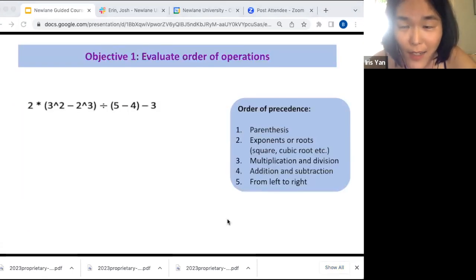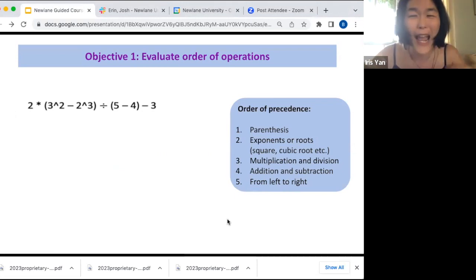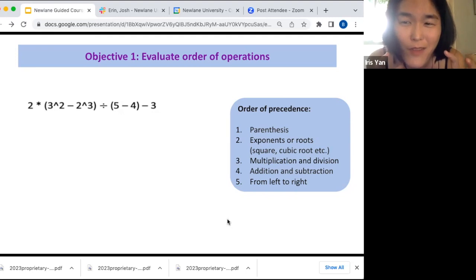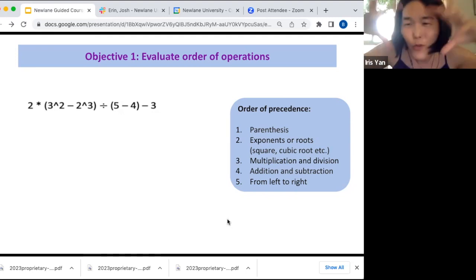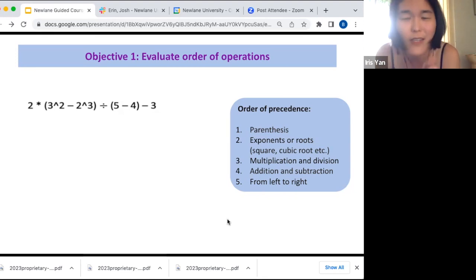So basically we have something like this: 2 times parenthesis 3 to the power of 2 minus 2 to the power of 3, and then this whole thing divided by 5 minus 4, and minus 3. From what I can remember, the order of precedence: parentheses, we always try to solve what's inside the parentheses first. Exponents or roots have priority over multiplication and division. But you kind of have to look at how they write the equation, sometimes, because sometimes they'll have a root inside the parenthesis, or parenthesis inside the root, so it can be a little tricky.